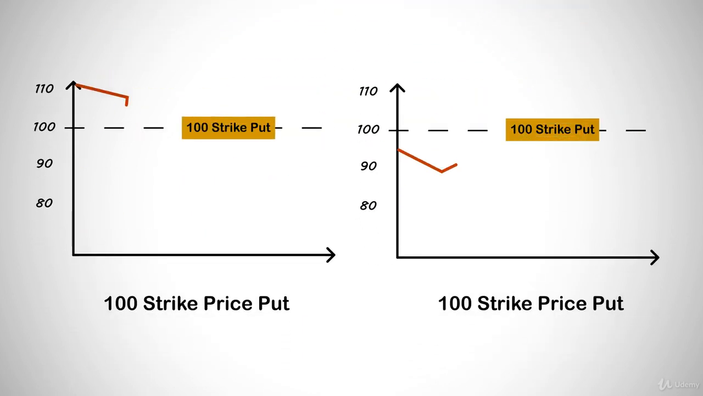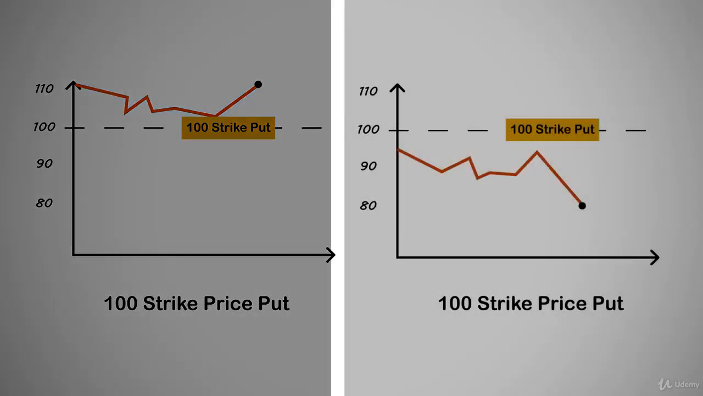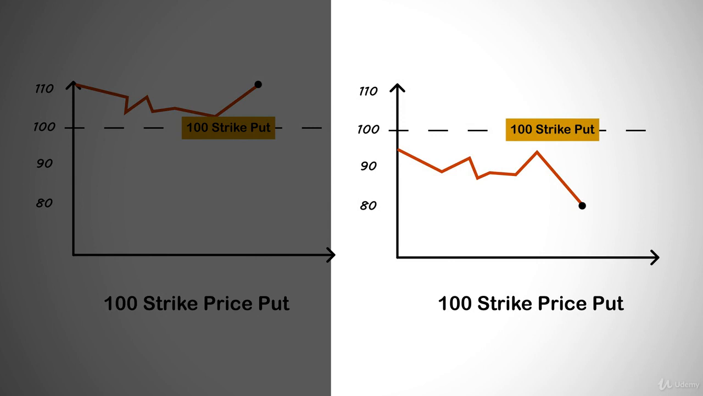Puts work the same way, but in reverse. Would we rather own a $100 strike price put, which means we can sell the stock at $100, when the stock is trading $110 or trading $80? Obviously, owning a put contract that allows you to sell stock at $100 when the stock is currently trading $80 is going to have more value.